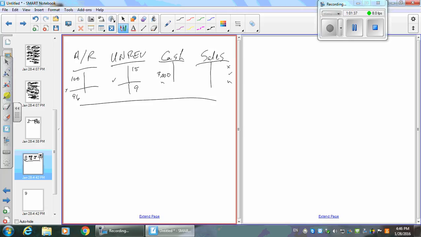What's the credit to accounts receivable? What happens when you credit accounts receivable? I'm crediting accounts receivable here. What must I be doing? I received cash, right? Part of that 3,000 is for that. Okay? And then when do you credit unearned revenue?